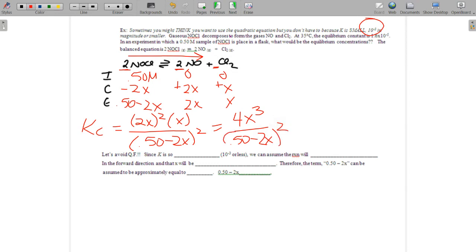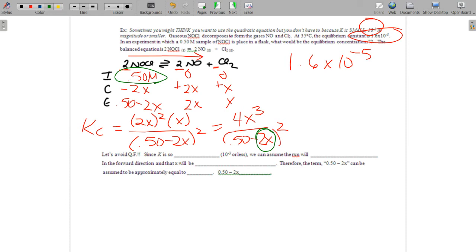So what happens here is if we know that our K, and in this case our K is 1.6 times 10 to the negative fifth, that is smaller than 10 to the negative third. When that happens, what we can do is take this specific 2x right here. And what we're saying is that if K is really small, the reaction is not going to produce a lot of products. And so the reactant, the 0.50 molar here, is going to go down a very small amount. It's a lot like our bleach kinetics lab that we did, where we made the concentration of the bleach so high that the reaction with the dye didn't really reduce the concentration very much.